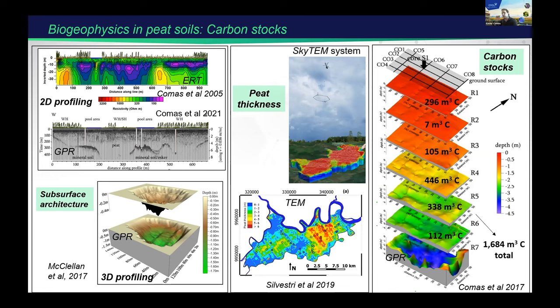subsurface architecture. Again, we're looking at scales of several meters down, using methods like electrical resistivity tomography, like the image on top, or GPR, which might give two-dimensional profiles. These can also be turned into three-dimensional profiles, like the image below, where you can actually see the thickness in three dimensions, in this case, a depressional wetland in Florida.